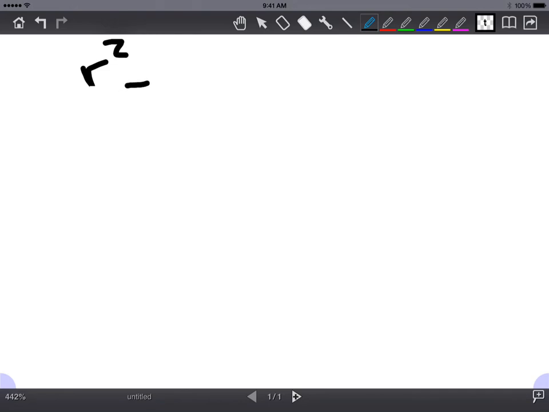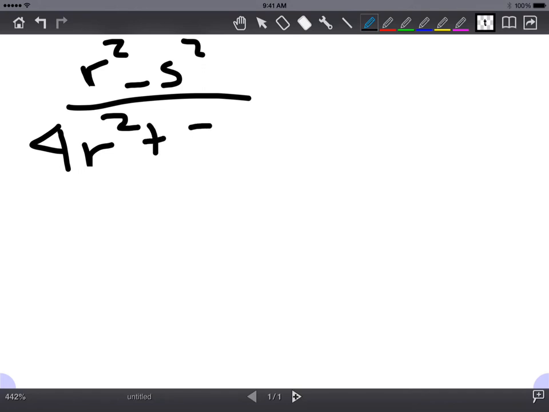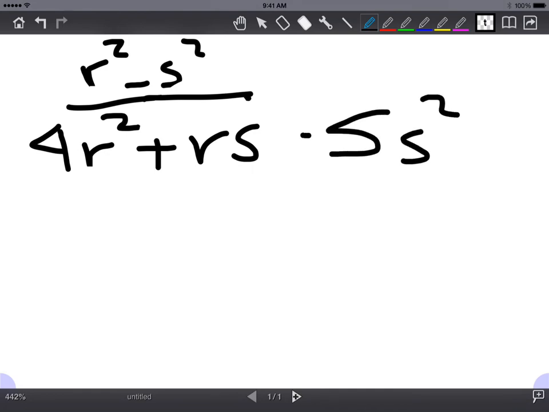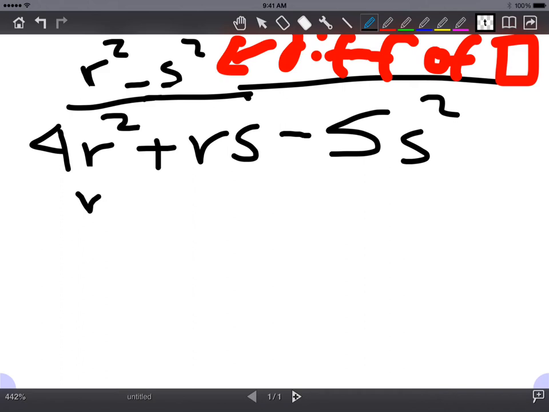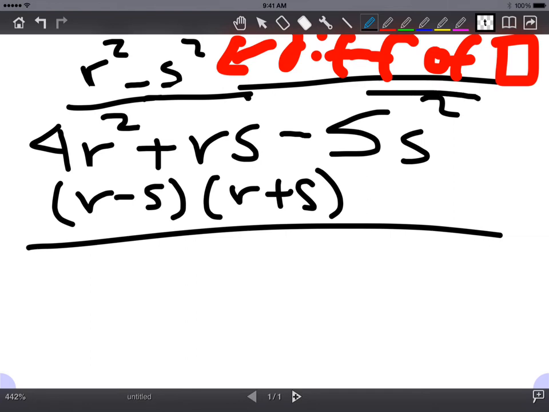R squared minus S squared over 4R squared plus R S minus 5S squared. Okay? So now we can factor. We can notice immediately that the numerator is a difference of squares, and we can factor that accordingly. So the numerator would just be R minus S into R plus S. Now the denominator is where things get tricky.